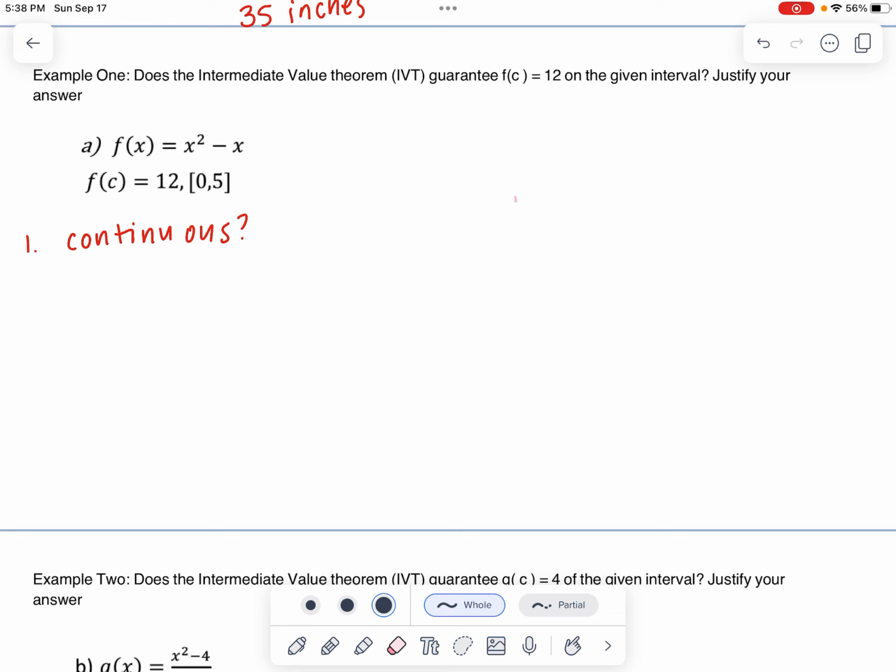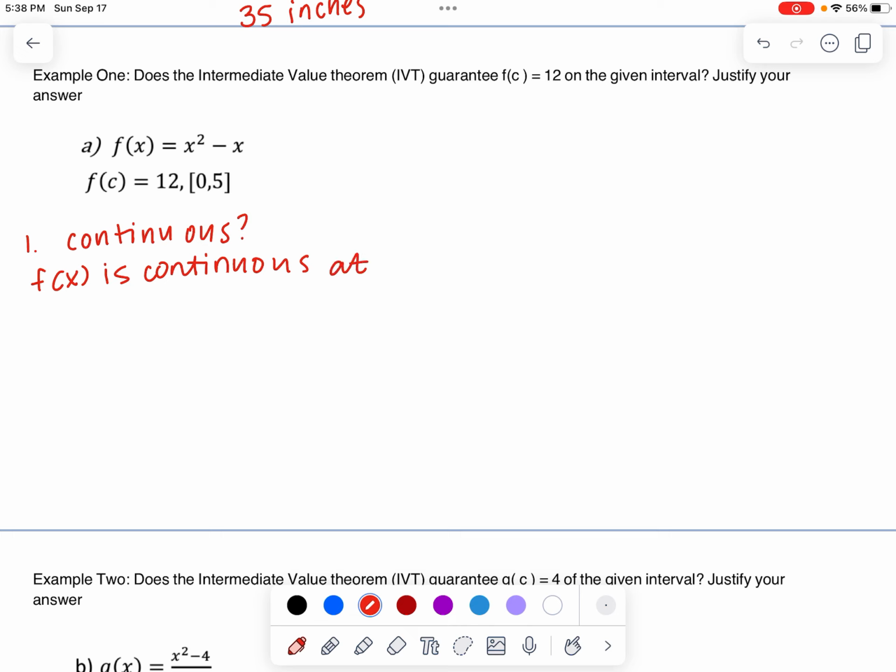And so a lot of times continuity is easy. And this is an example here. So we first want to check, is f of x equals x squared minus x continuous? Well, f of x is continuous, and it's continuous at all points. And the reason is because it is a quadratic.